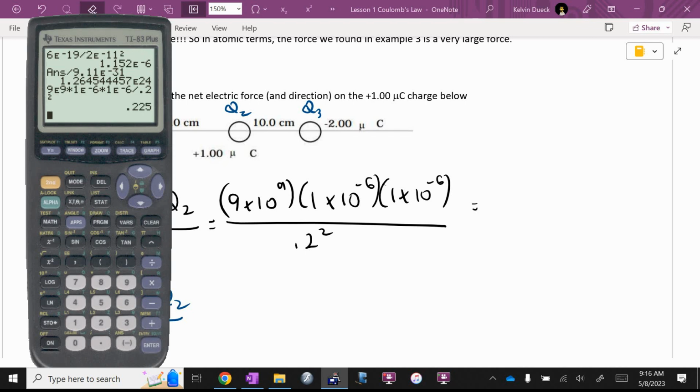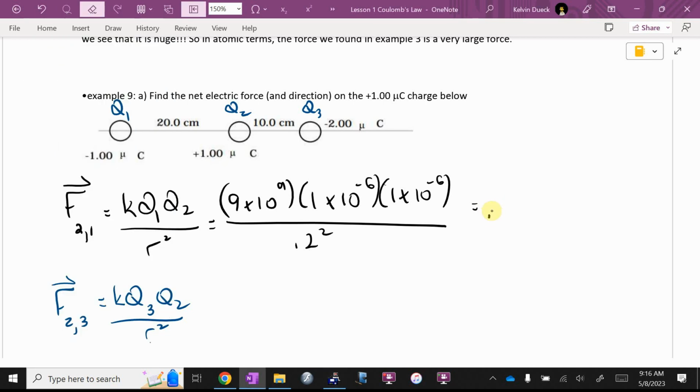0.225 units, Aiden. It's a force. Direction. Which way is charge 2 feeling a force from charge 1? Is charge 2 being pulled towards it, left, or repelled away, right?